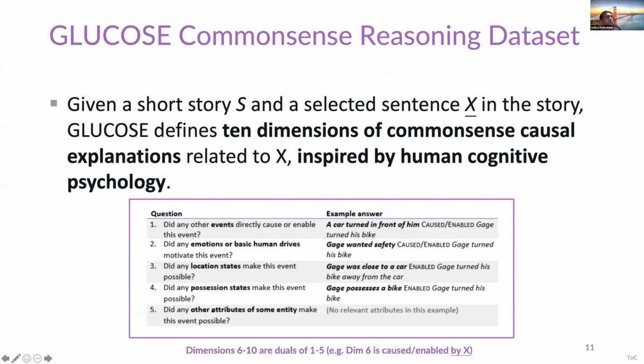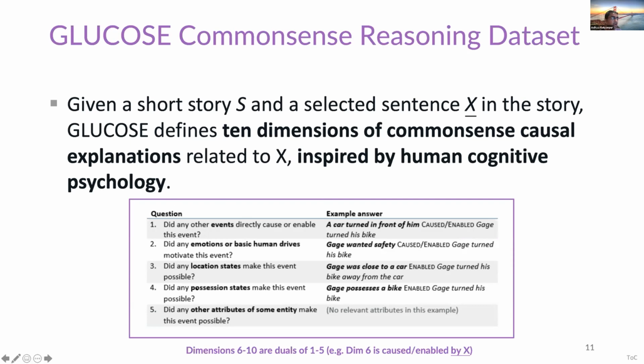So what do we do here with GLUCOSE? The idea here is we said, let's define the following problem. You have a story, S. You have a particular sentence in that story, which typically maps to one event in that story, X. And we want to capture causal explanations, common sense causal explanations along 10 different dimensions related to X.